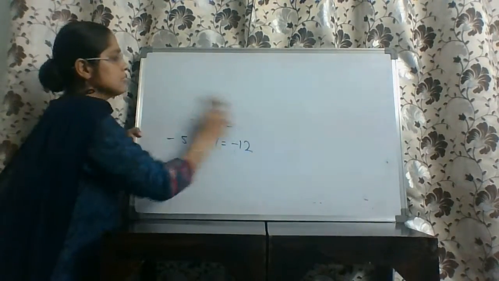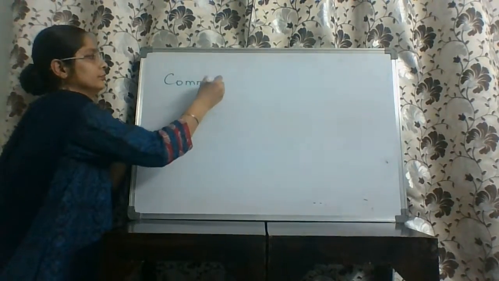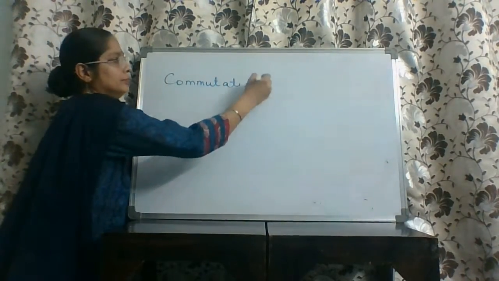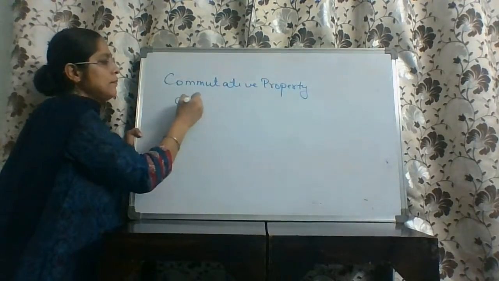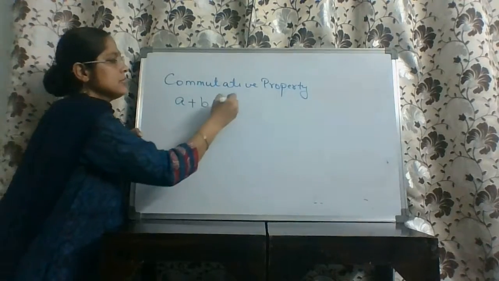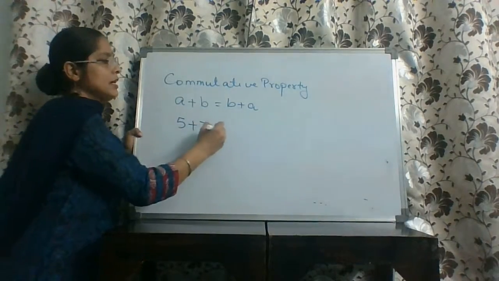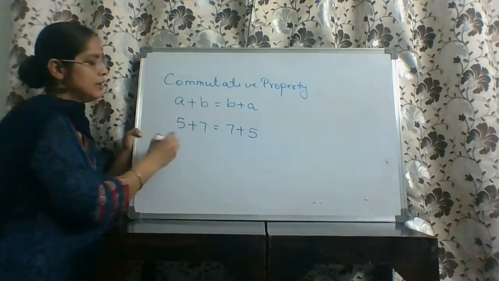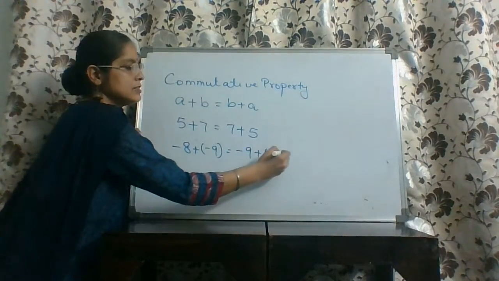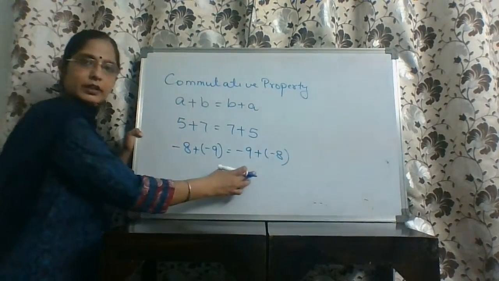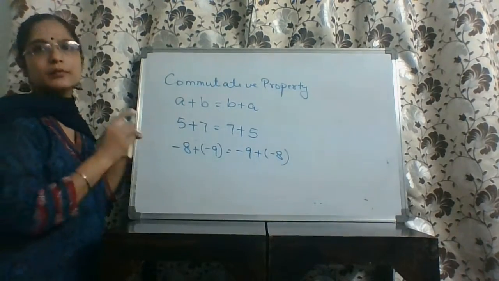My second property is commutative property. I add two integers a plus b. It is same as b plus a. This is commutative property. 5 plus 7 is same as 7 plus 5. -8 plus -9 is same as -9 plus -8. We get -17 as the answer. Here 12 as the answer. So we say it follows commutative property.